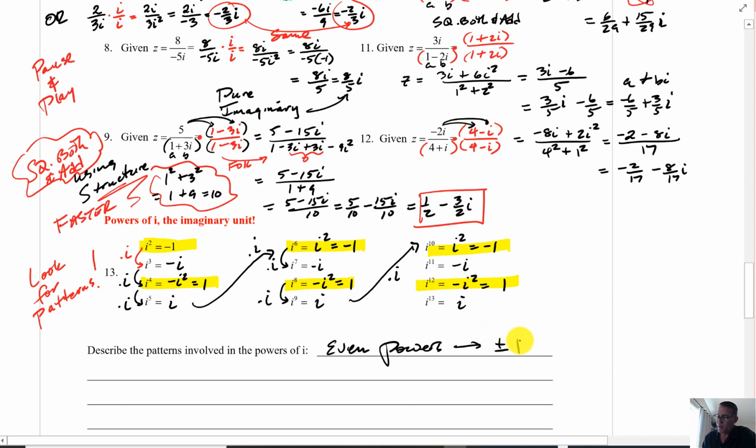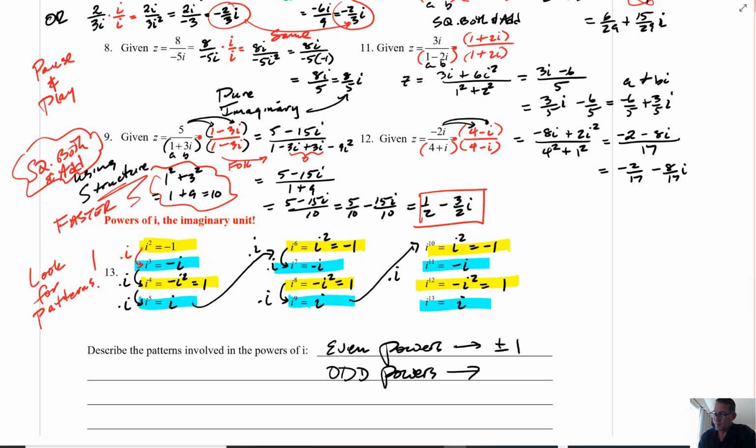Plus or minus 1. And the odd powers, well, what do you get? Well, let me see. You get negative i and then positive i. So it's plus or minus i.